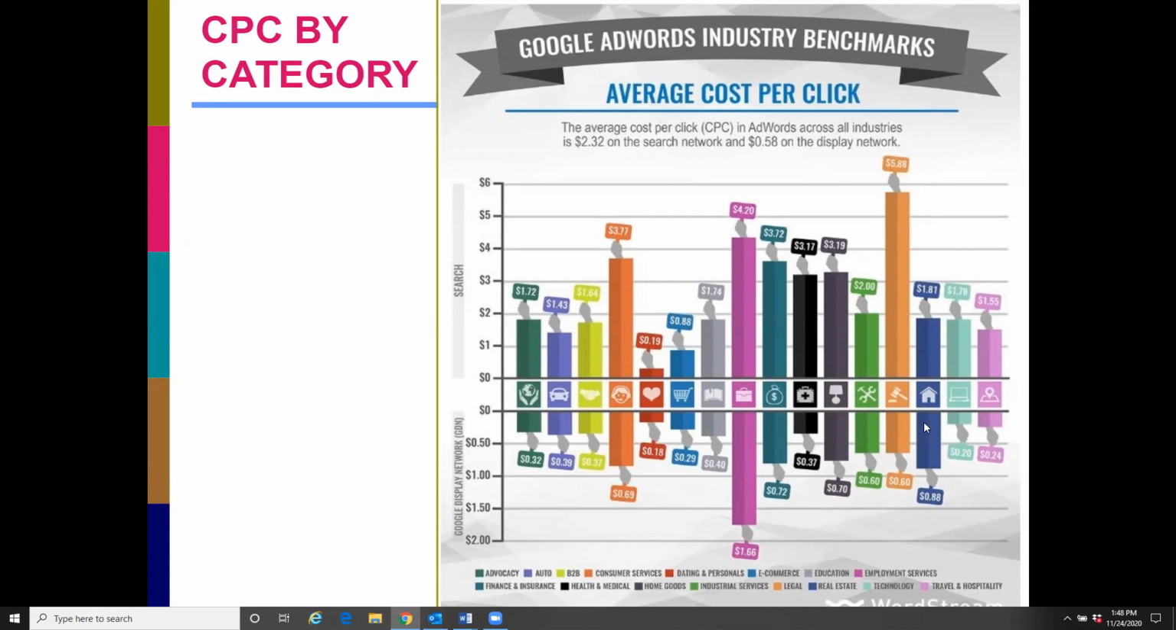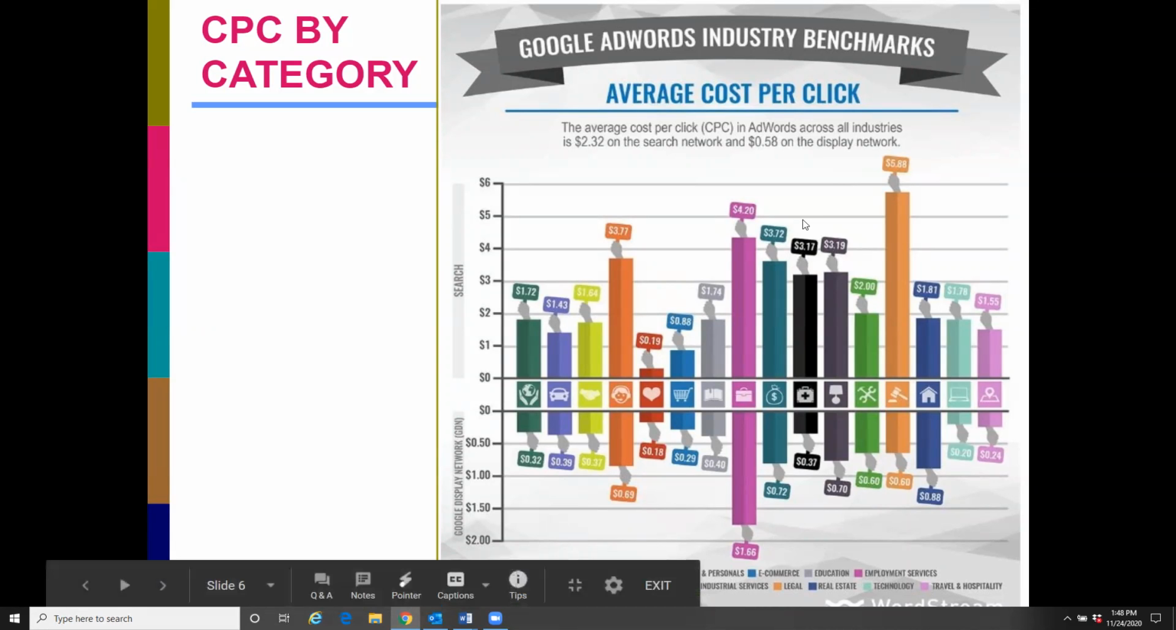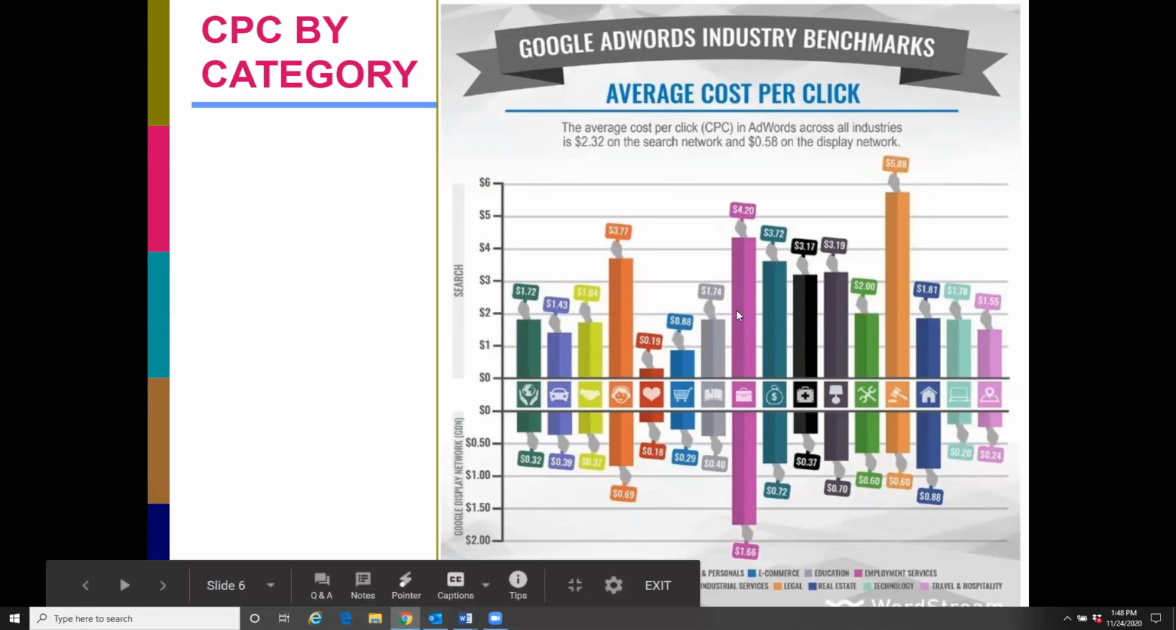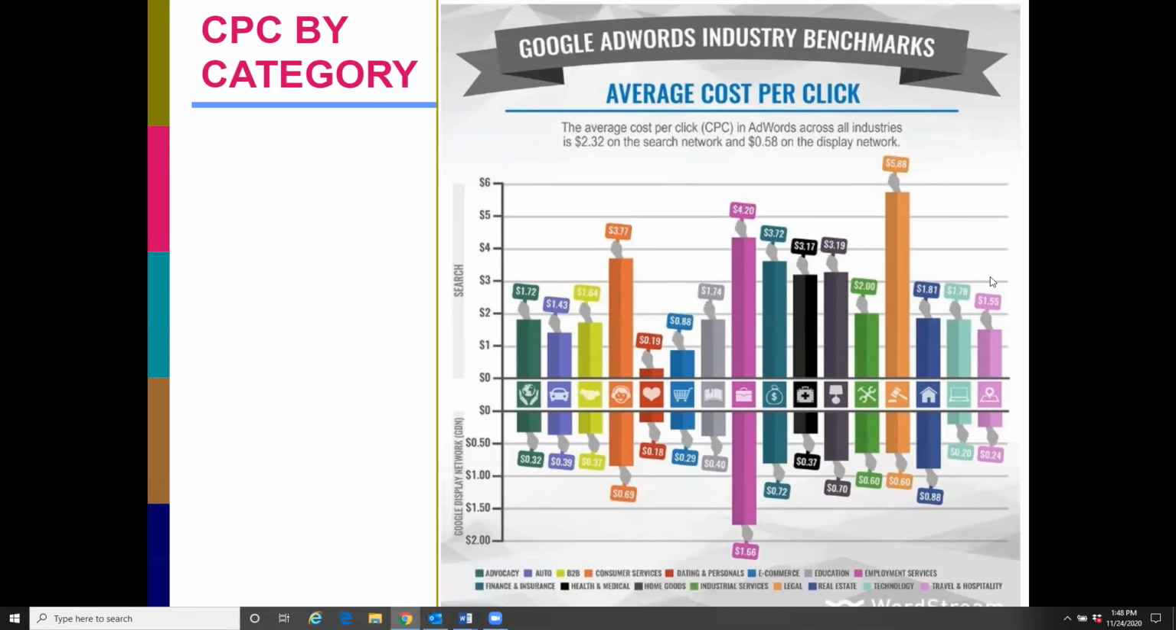We see legal with the tan here. How about this purple one over here? Yep. Employment services. How about this one over here, this other slightly darker tan one? Consumer services, like all things consumer services, rating services. And why are they so expensive on a cost per click basis? Go ahead and throw that in the chat.